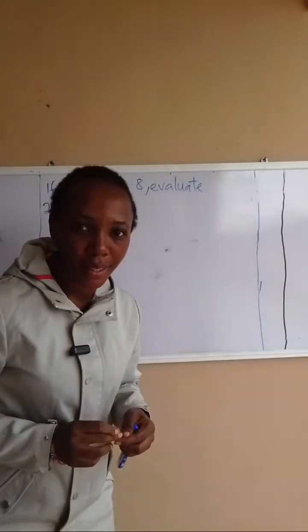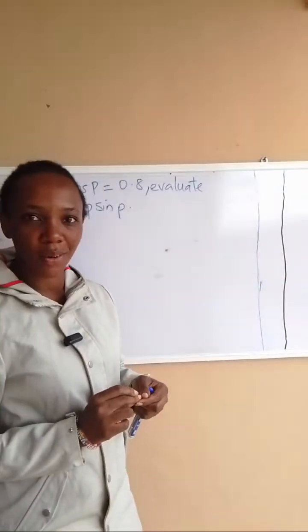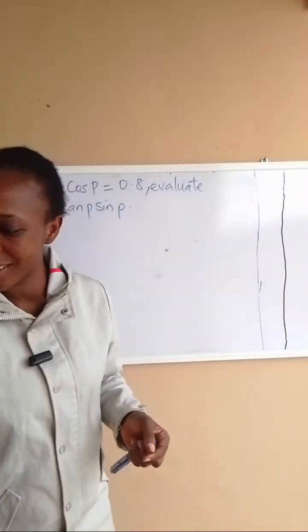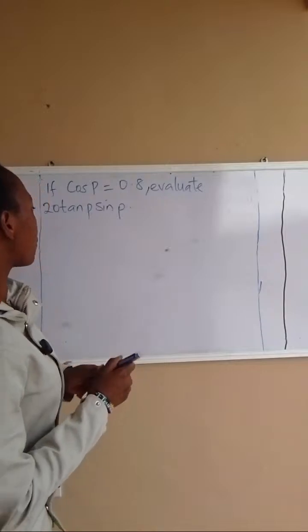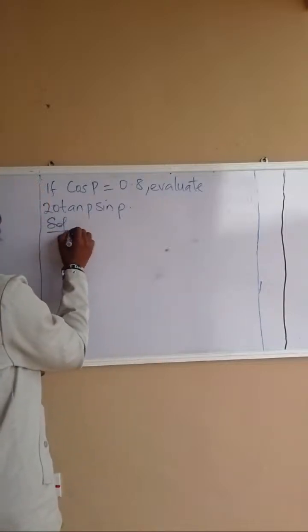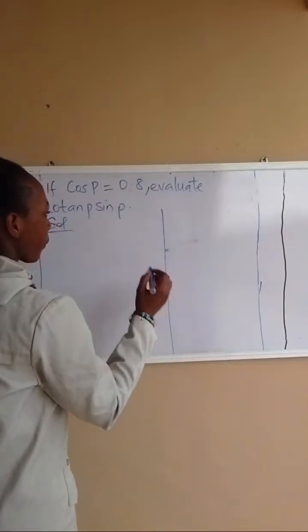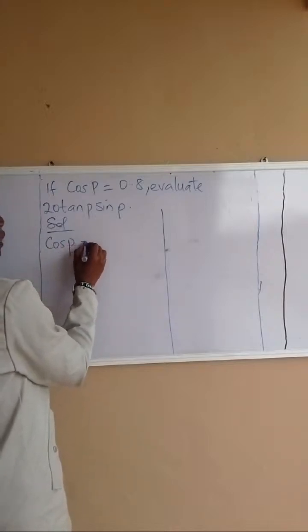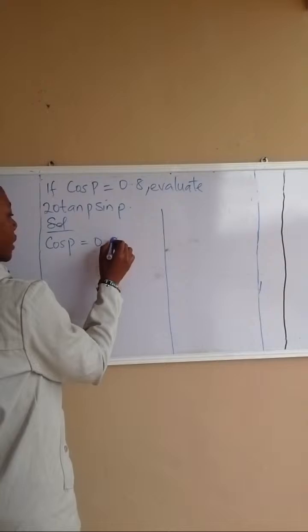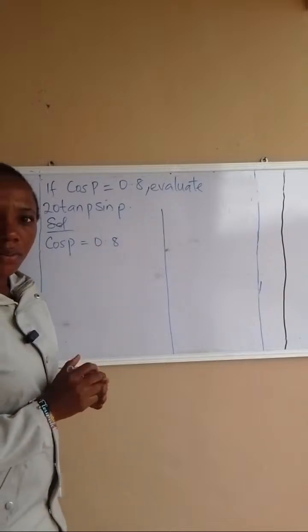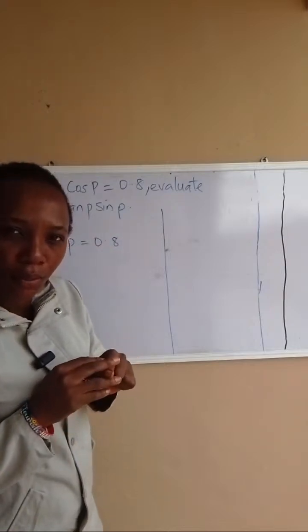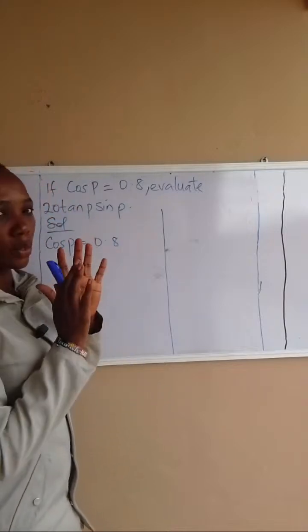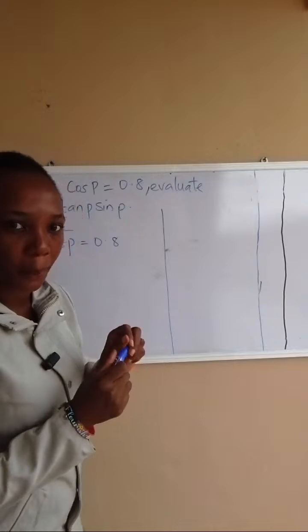All right, so let's solve it. That means it's difficult. Okay, let's solve it. Solution. Cos P is equal to 0.8. First of all, we'll try to get the value for P. With that, we can substitute here and then we get our final answer.